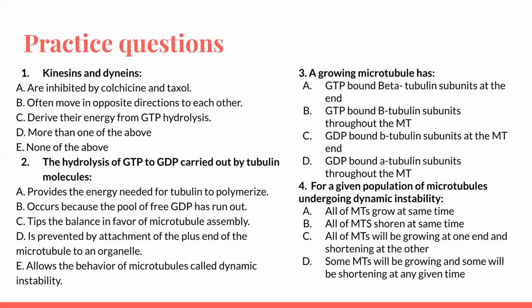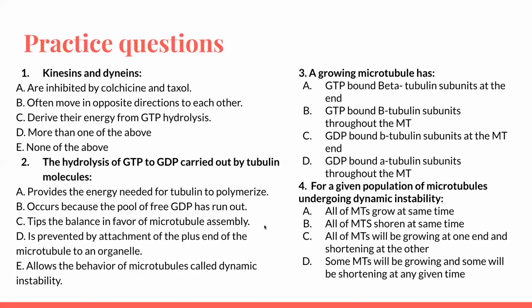Yeah, there's only 6 of us, so don't feel shy. Got B, B, B, B. Yep, B. That's exactly true. They derive their energy from ATP hydrolysis. Colchicine and Taxol are more focused on microtubule stabilization and destabilization. And yeah, so those are incorrect. So it's not D and it's not E because B is right.